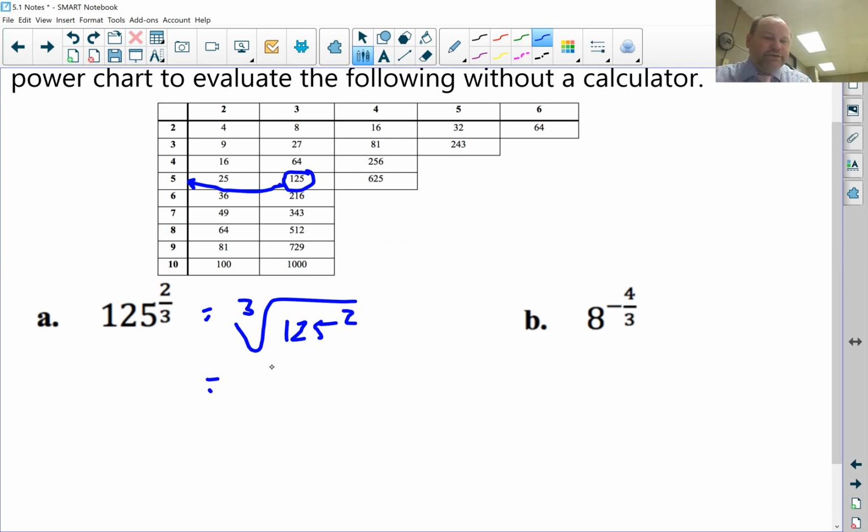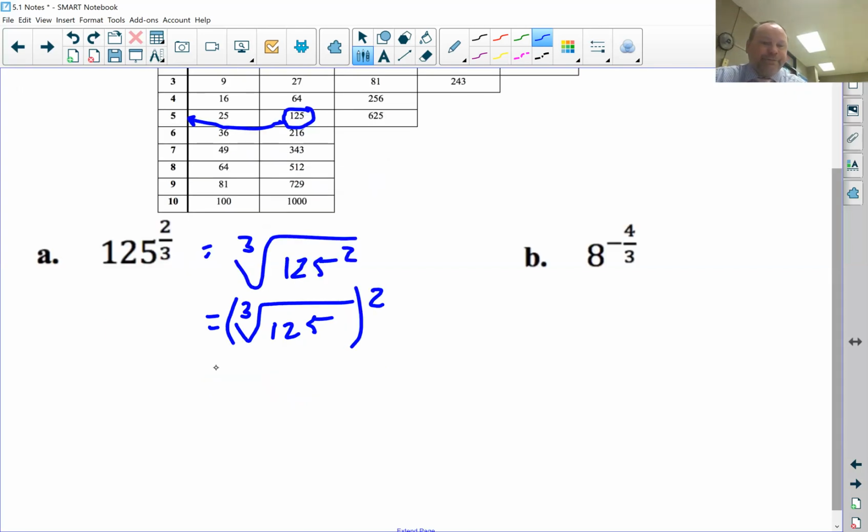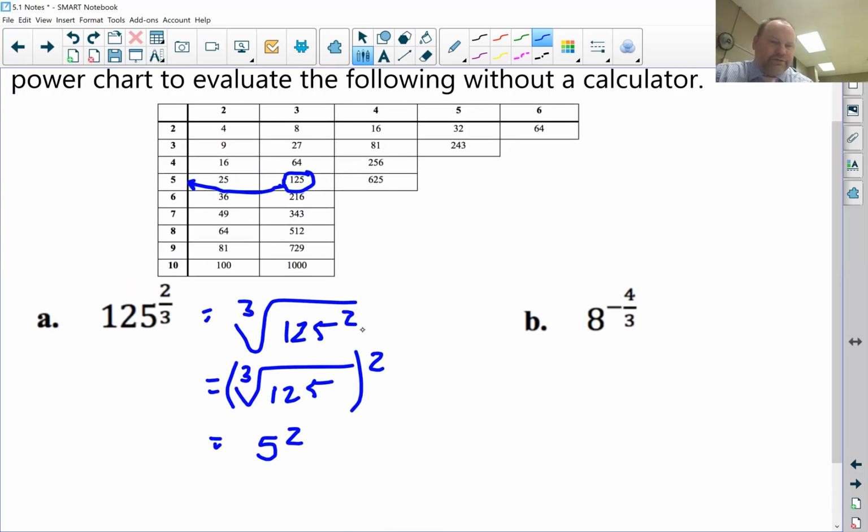Okay, so one of the things that might be helpful, you can move that power out and take everything to that power, which for these problems, I would do. So we said the cube root of 125 is 5. And then we can use the chart, or hopefully we know this already, but 5 squared would be 25. So 125 to the 2/3 power is 25.